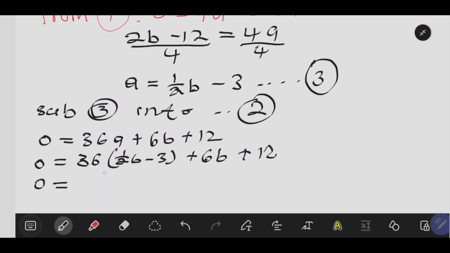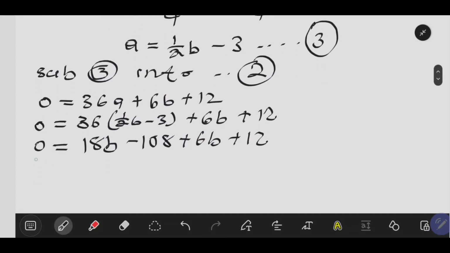So 0 should be equal to 36 multiplied by half, which is 18, then multiplied by b, which gives 18b. Then 36 multiplied by negative 3 is negative 108, and then plus 6b plus 12. Then we can add the like terms here. 18b plus 6b gives 24b. Then we add negative 108 and 12, and we get negative 96.